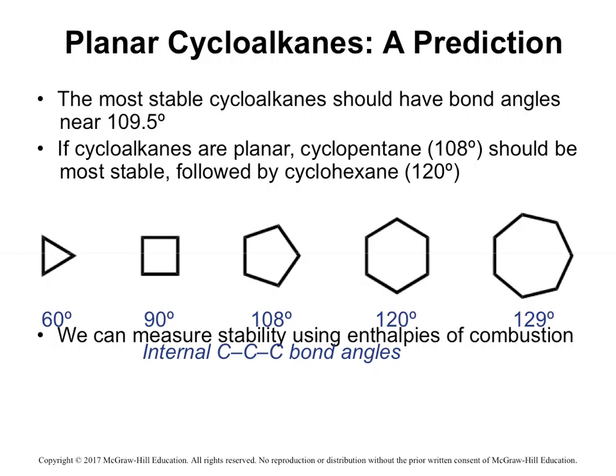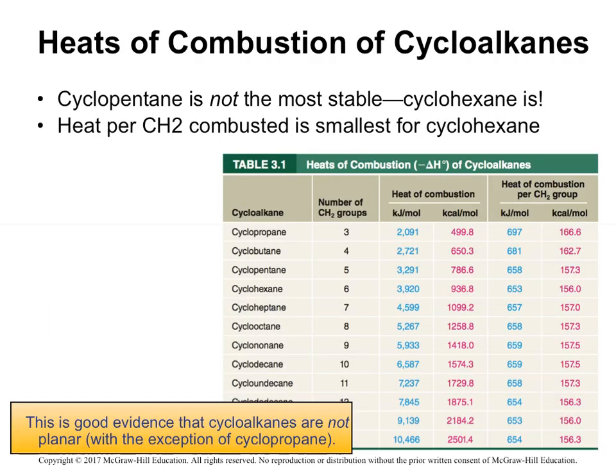Okay? However, if you look at the heats of combustion, remember that's a way that you could dictate or kind of figure out, it's not true. Cyclopentane is not the most stable. In fact, it's cyclohexane. So if we look here, cyclohexane, we get 156. Whereas if you go to pentane or heptane, they're just slightly higher in energy. And so why?